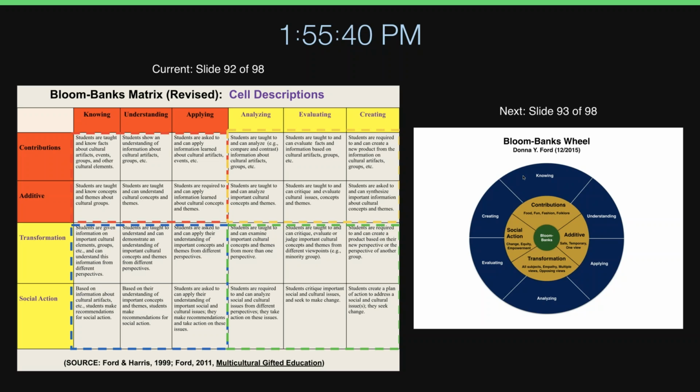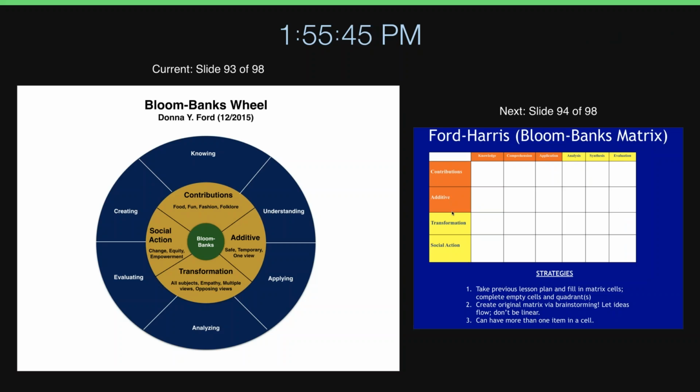I have yet to, hold on, we're almost done. I've yet to do this, and it's been since 2015, so you're the first to see this, but I have plans to create at some point the Bloom Banks Wheel, the Ford Bloom Banks Wheel, where we would, as a group, have a game and just spin, for example, that yellowish piece, and then we would test, so to speak, teachers, or I would, on their understanding of the matrix.